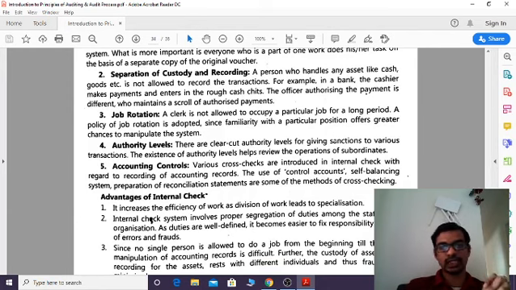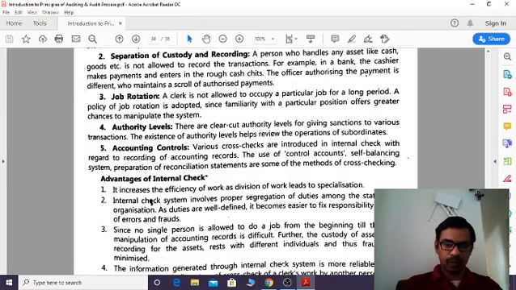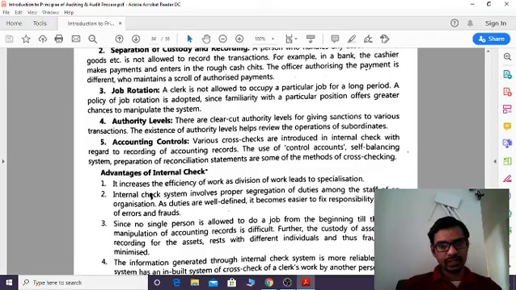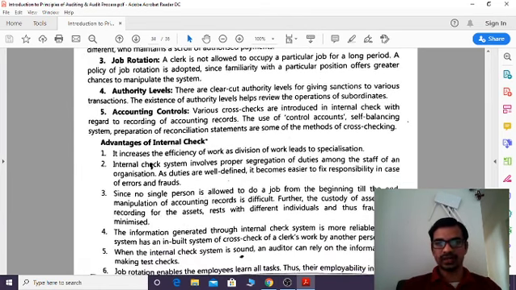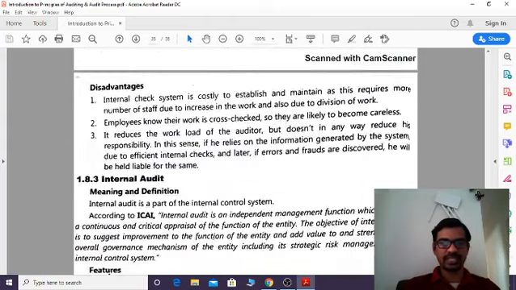Job rotation. A clerk is not allowed to occupy a particular job for a long period. The policy of job rotation is adopted since familiarity with a particular position offers a greater chance to manipulate the system. So every time the job is rotated. Okay. Authority levels. There are clear-cut authority levels for giving sanction to various items. And finally, accounting control. Various cross checks are introduced in internal check with regard to recording of accounting records. Okay. So these are the features as well as advantages.